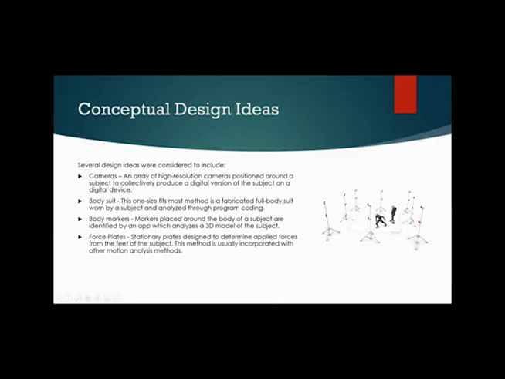Body markers, also known as inertial measurement units, can be attached to different points on the body, especially locations near joints like the elbows or knees, and are then programmed to communicate with each other to determine accelerations and orientations at those points and to create a 3D image of the individual wearing the markers.